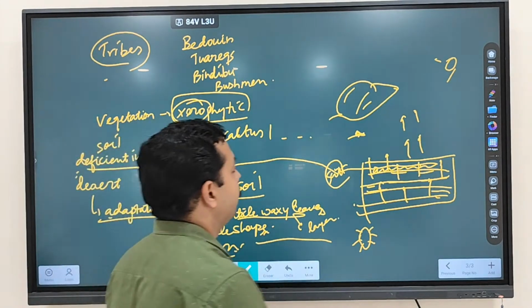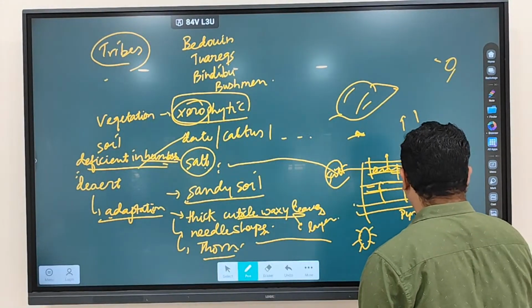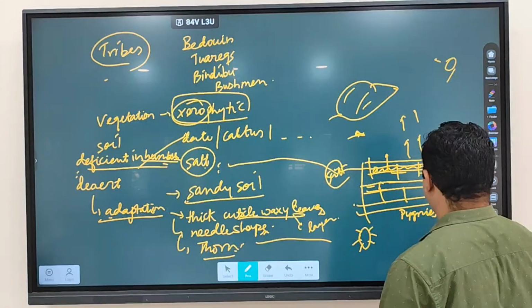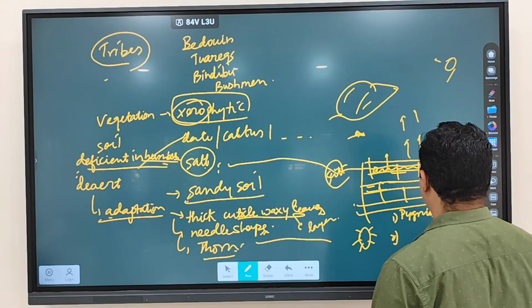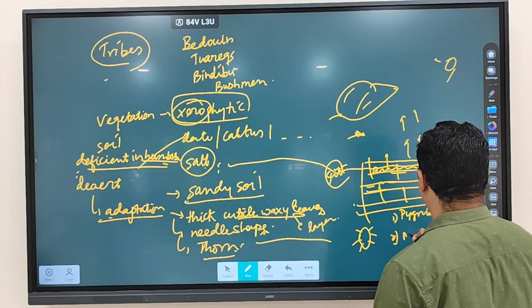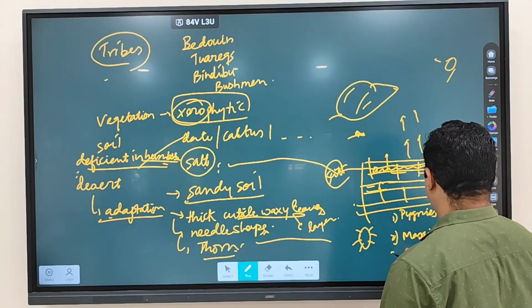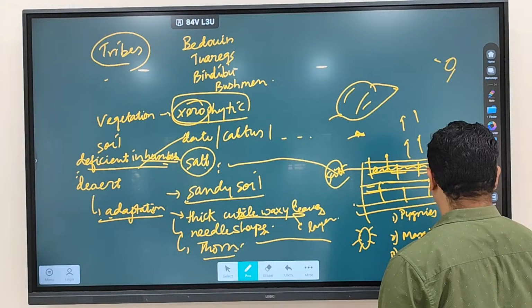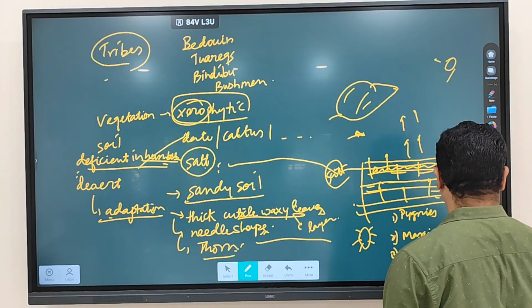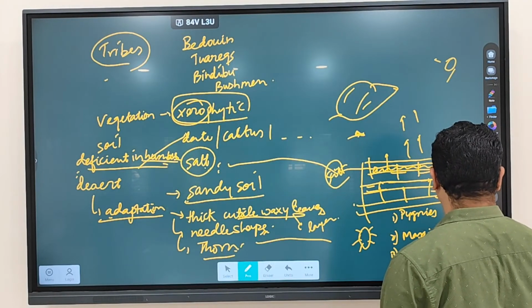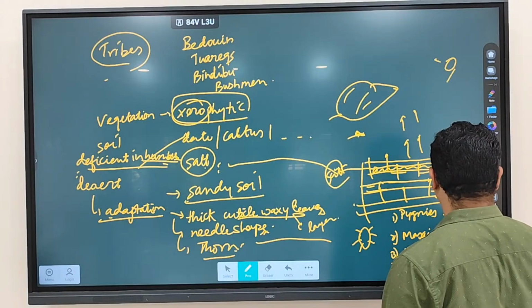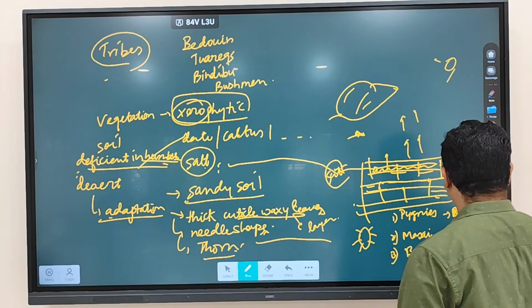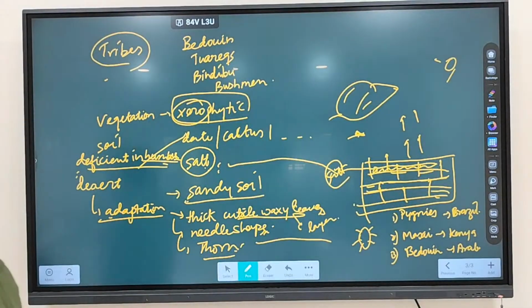Like, which is the correctly matched pair?